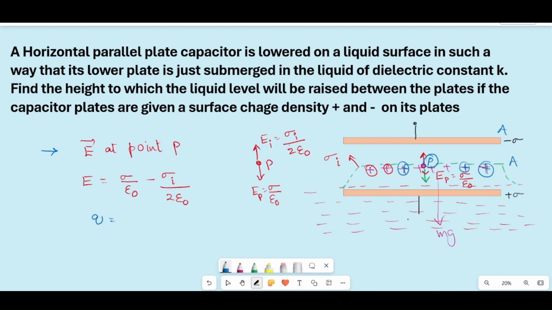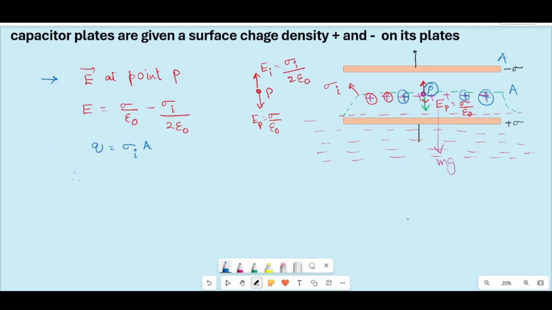In that case, the induced charge Q is sigma I into A, because sigma is Q by A. Therefore the force on the surface of the liquid due to this electric field is simply EQ. Let us substitute what E is. This is the force acting on the liquid surface. It acts in the upward direction, so the liquid will be raised to a height, which we take as h.